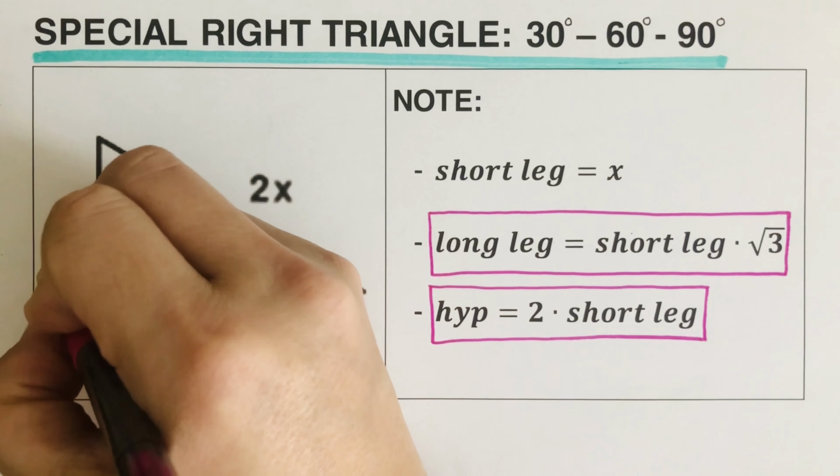Okay, so these are the formulas that we need to remember. First, long leg is equal to short leg times square root of 3. So the long leg is equal to short times square root of 3, since our short was x. And then the hypotenuse is 2 times the short leg, so 2 times the x. Now this one has been labeled with x, but when we have our classwork, they will be labeled with different letters.